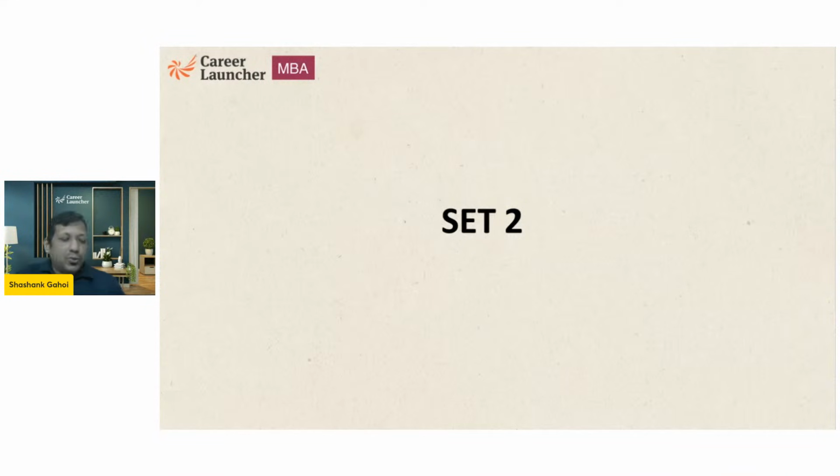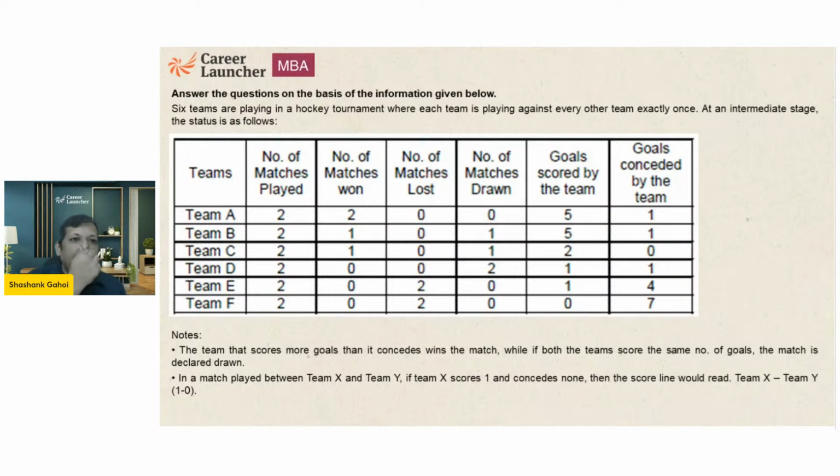Now let's start set 2. Okay. It says that there are 6 teams playing a hockey tournament where each team is playing against each team exactly once. At an intermediate stage, the status is as follows. So basically in this question, the status is given to us. Now, what is the status? It says how many matches team A is playing, how many matches team B is playing, how many matches team C is playing. So every team is playing 2 matches, that is given to us.